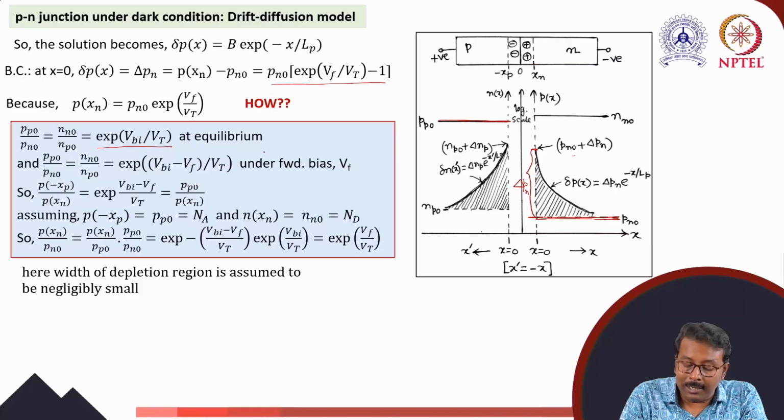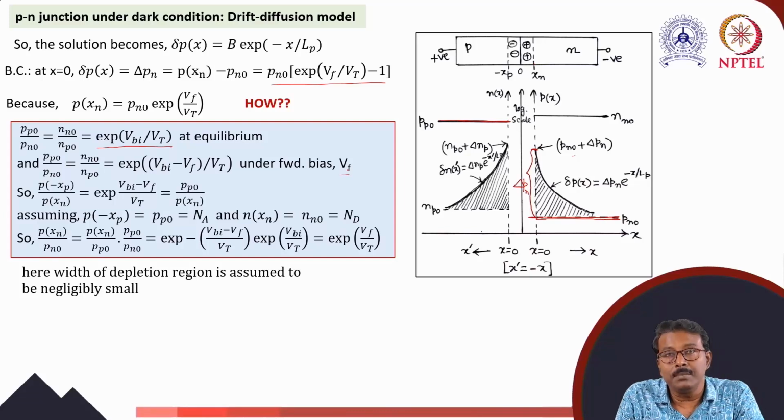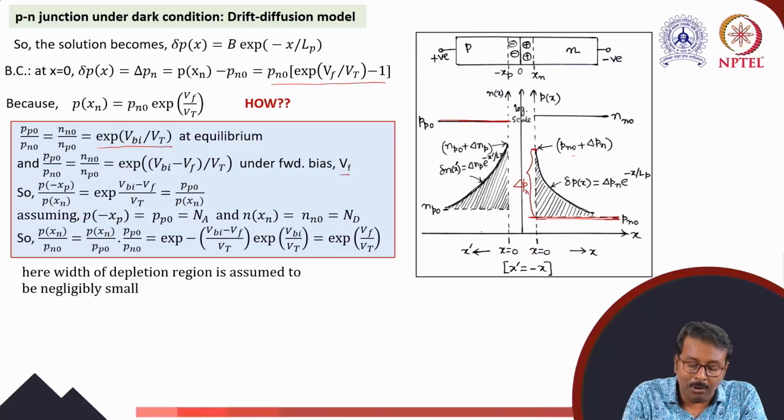What happens under forward bias? If a forward bias Vf is applied, the barrier height will be reduced by the amount Vf. So the relationship holds the same way, but the exponential of Vbi minus Vf, that is Vbi minus Vf by Vt, will come in. So the majority here and the minority there are related by this relationship.